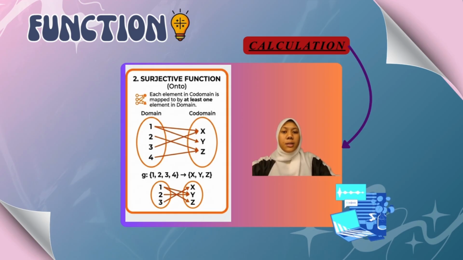Next is the surjective function, also called an onto function. Here, every element in the codomain has at least one arrow pointing to it. For example, X is mapped by more than one domain element, Y is mapped by one element, and Z is also mapped by at least one element. Since every element in the codomain is covered, the function is surjective.